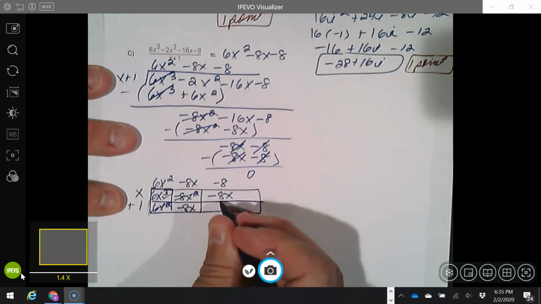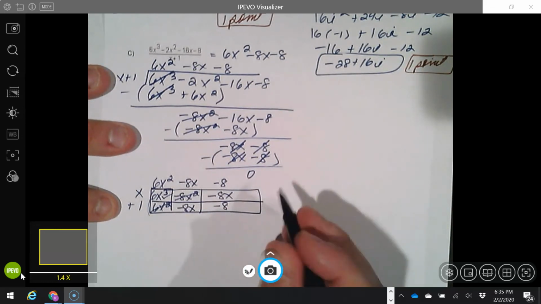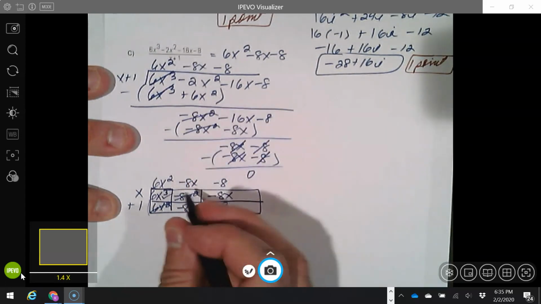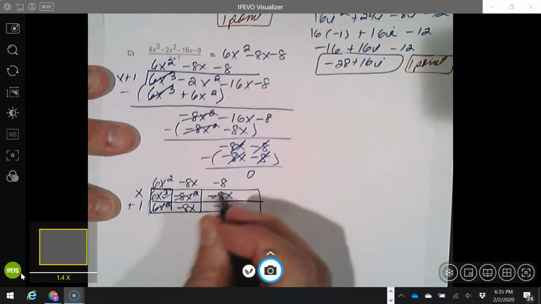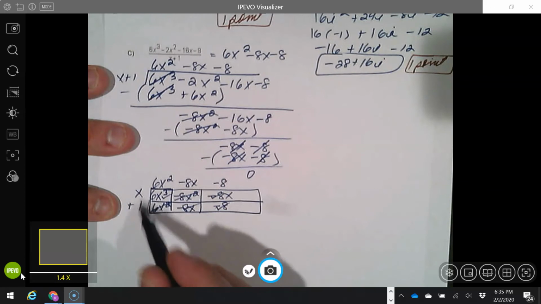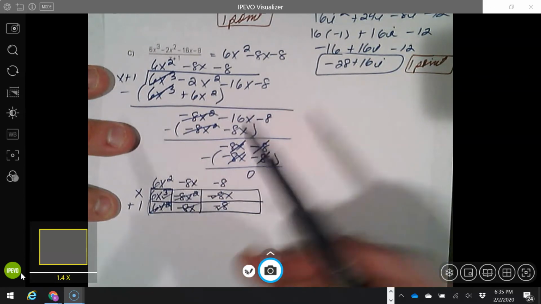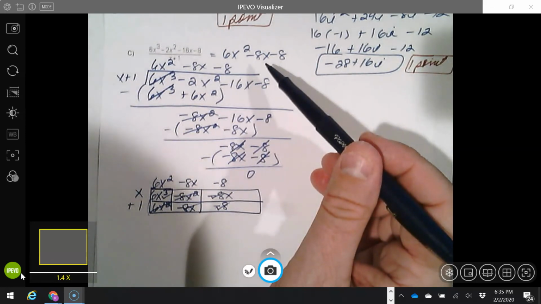x times negative 8 is negative 8x. Negative 8 times 1 is negative 8, and that is the area that I was after. My combined area is 6x cubed minus 2x squared minus 16x minus 8. How do I get that? It's with a box that has a height of x plus 1 and a length of 6x squared minus 8x minus 8. The exact same answer that we had before. That's what we were shooting for here.